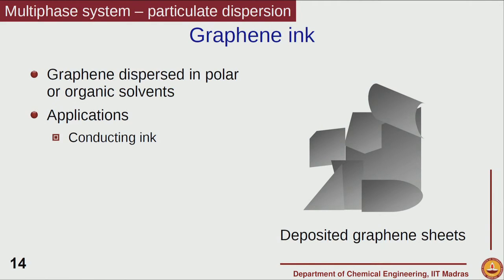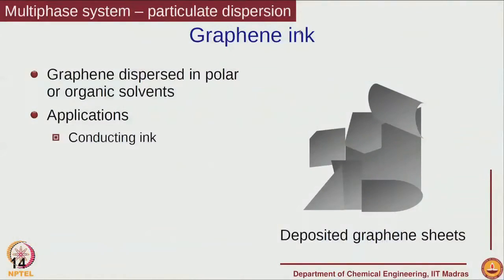So, having looked at the macromolecular materials, which belong to the class of either solution, melt or glass, now we will go on and look at similar materials in terms of particulate materials, which are multiphase systems. In the next segment of the course, we will start with graphene ink and then look at several other materials which are particulate.